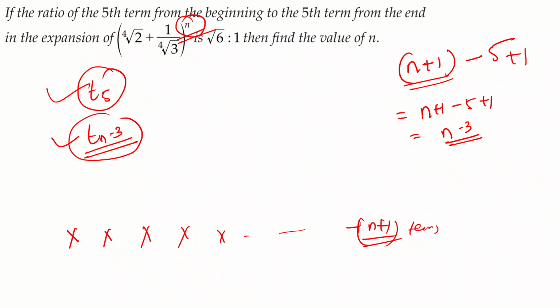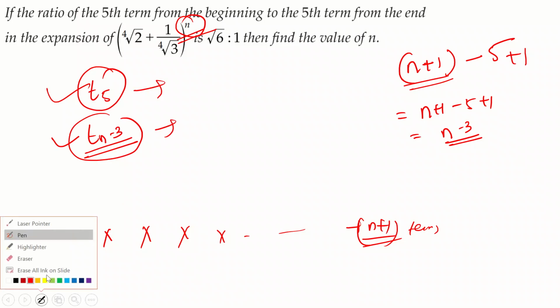And remember that we only know the formula from the beginning. There is no formula from the end. So eventually you have to work in terms of what we already know. So we have to work in terms of T5 and this Tn minus 3, because these are the ranks of the terms from the beginning.